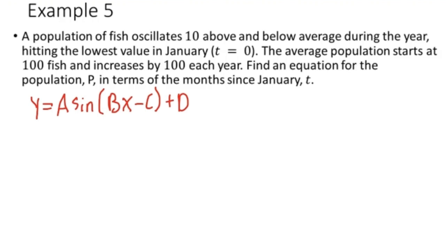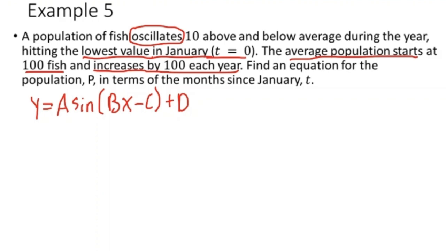For both example 5 and 6, we're going to work with a population of fish that oscillates 10 above or below the average during the year. This oscillation tells us we're going to be dealing with a sinusoidal function. And we're also told it hits its lowest value in January where t equals 0. Now, for the next part, we're told that the average population starts at 100 fish, but what's interesting is that it increases by 100 each year. And we're going to find the equation for our population P in terms of the number of months since January.